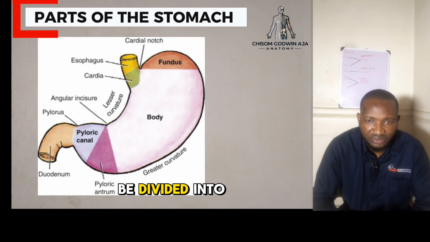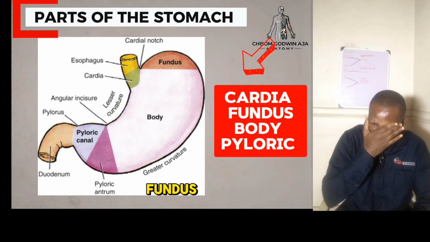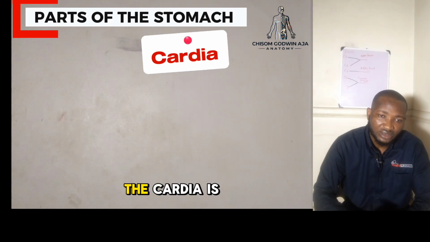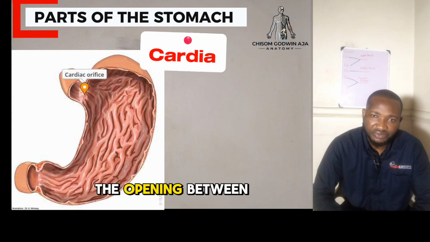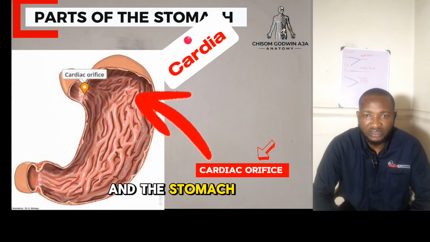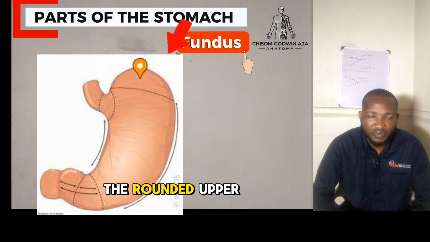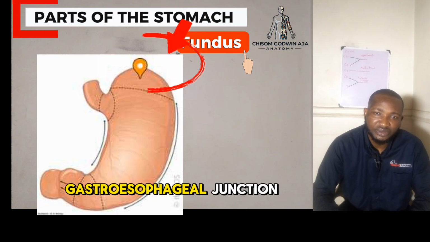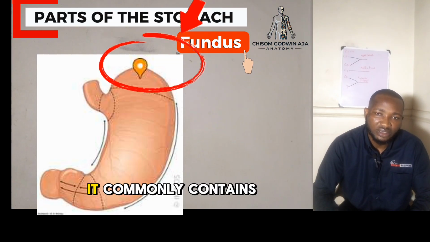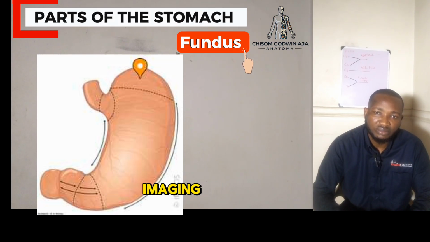The stomach can be divided into four major anatomical regions: the cardia, the fundus, the body, and the pyloric part. The cardia is the region where the esophagus enters the stomach. The opening between the esophagus and the stomach is called the cardiac orifice. The fundus is the rounded upper part of the stomach, located above the level of the gastroesophageal junction. It commonly contains a small amount of swallowed air, which can appear as a gastric air bubble on imaging.